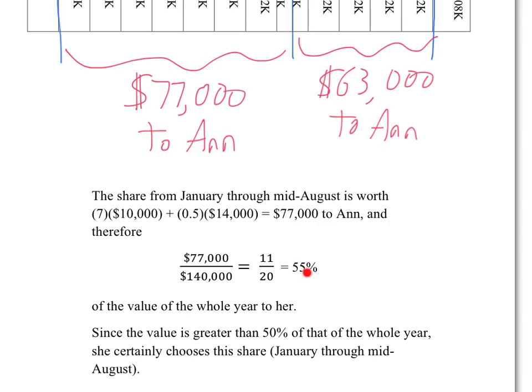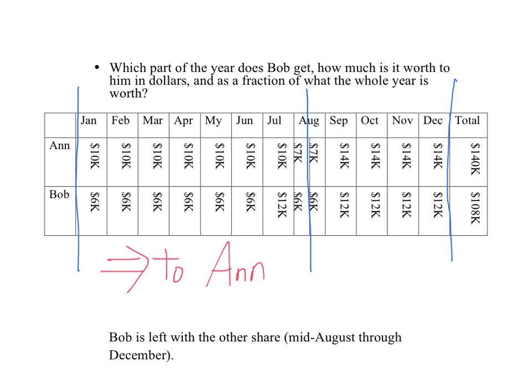Great, now that number is 50% or greater. That's the key point. So Ann is indeed getting a fair share. Ann has chosen the first part of the year, therefore Bob gets the second part of the year. There's no doubt about that. So he's left with the other share, mid-August through December. We can count up and see that in his valuation he's getting a $54,000 share, or we can simply observe that he is the divider, and therefore he is certain to get half of the total value of the year. So he is certain to get half of 108,000. That's why he divided the way he divided.